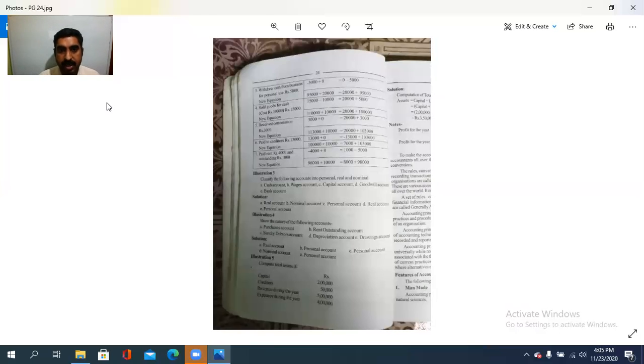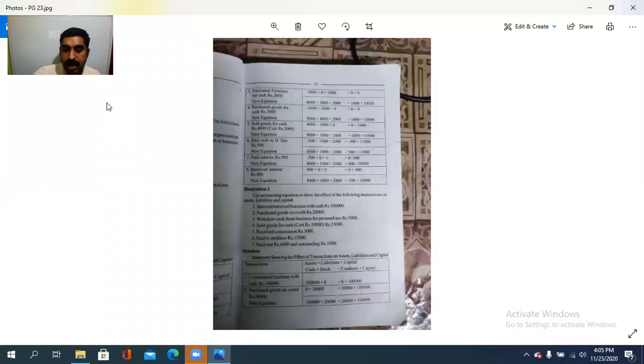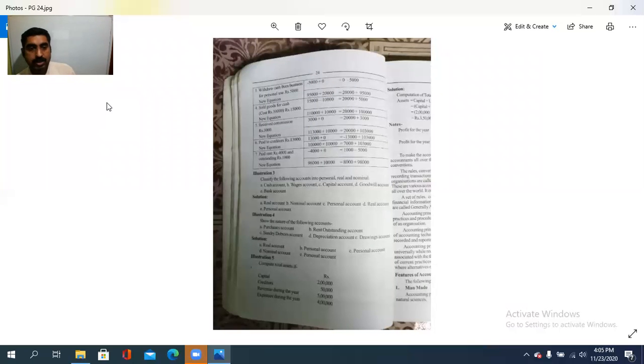So how is it to be done? Creditors: how much was it in the second case? That is, the purchase was 20,000, and how much did we pay against it? Paid to creditors 13,000. So cash is reduced by 13,000, and the creditors also come down by 13,000. So 20,000 minus 13,000, 7,000 is the balance there.